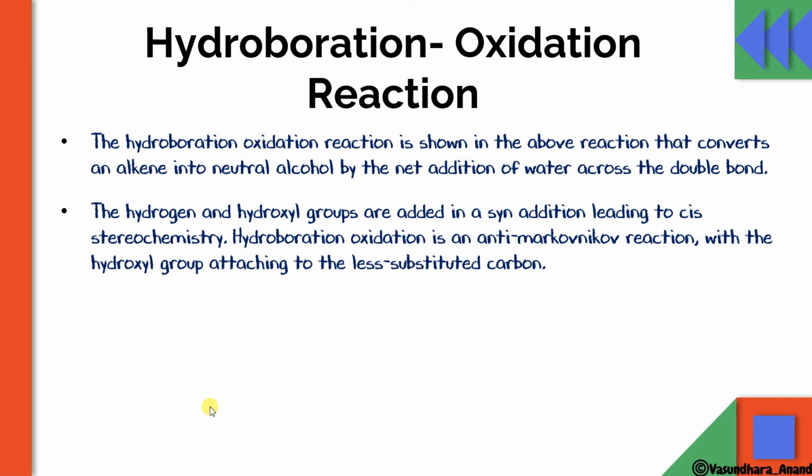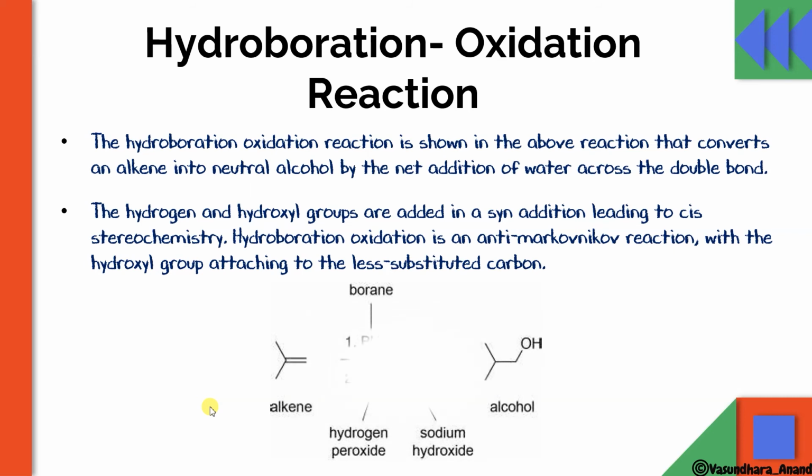The hydroboration oxidation is an anti-Markovnikov reaction with the hydroxyl group attaching to the less substituted carbon. So here it will attach to the less substituted carbon, the double bonded carbon atom where hydrogen is more. So this is the reaction: alkene reacts with borane, followed by H2O2 peroxide and sodium hydroxide, and it will give you the alcohol, and the OH group will be attached to that double bonded carbon atom where hydrogen is more, sorry.